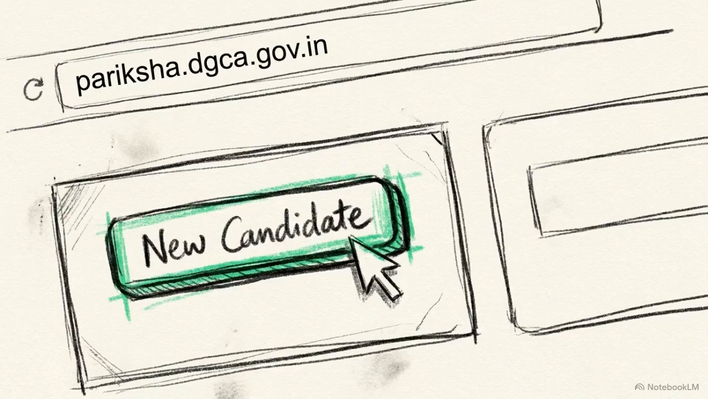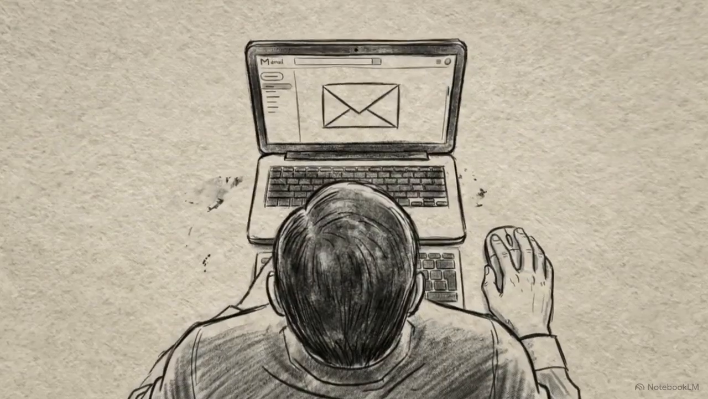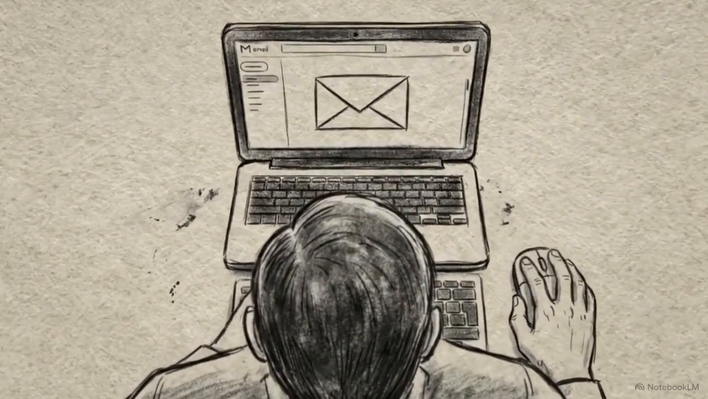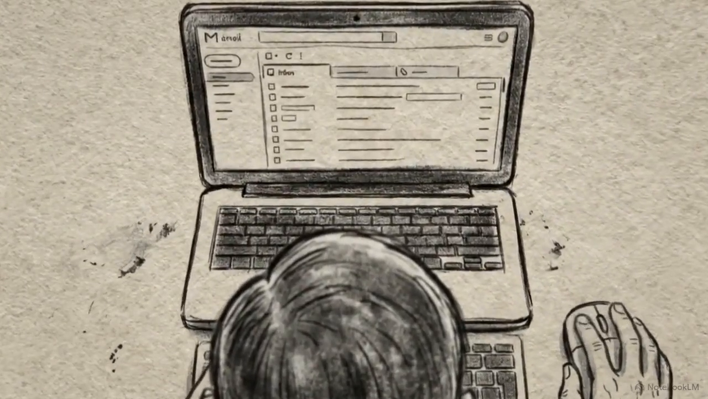Once your documents are ready, go to pariksha.dgca.gov.in and select the New Candidate pathway to begin your registration. You will be asked to fill out an initial registration form with your primary contact details to set up your profile. Pay close attention to your inbox after clicking Submit. The system will send an activation link to your registered email address that is highly time-sensitive.